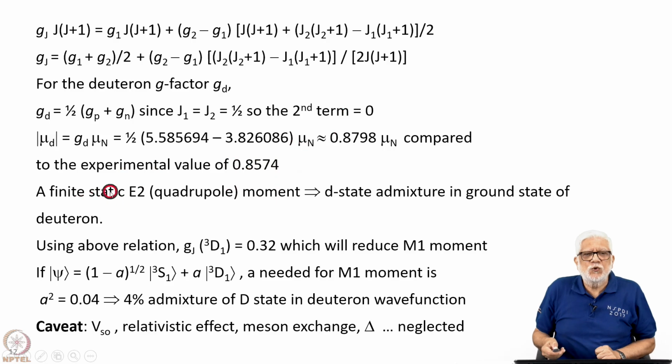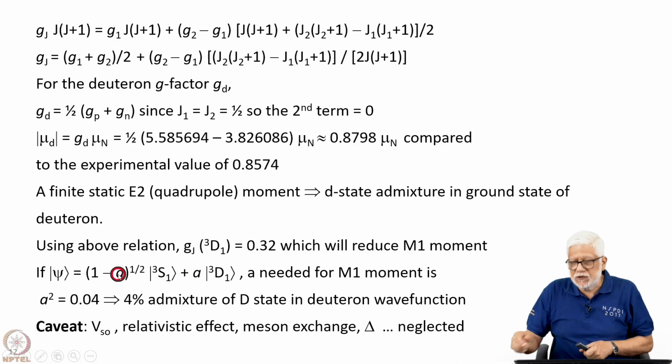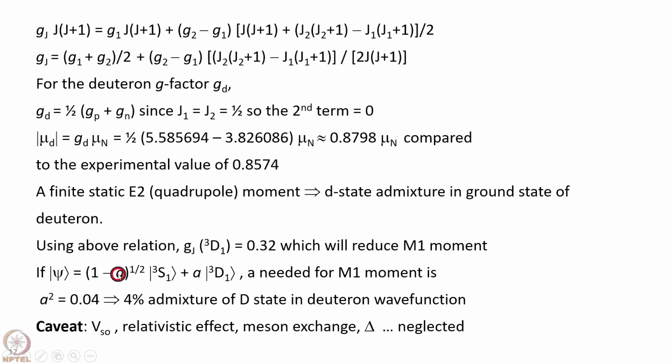Now, of course, you can have a small admixture of the E2, and then there is a D state admixture. And so if you want to take that into account as well, the Gj for the 3D1 state is about 0.32, and this will reduce the M1 moment. So 0.87 will become somewhat smaller, and you can actually compute how much admixture you need. So if psi is the square root of 1 minus a squared times the 3S1 plus a times the 3D1 state, actually I think this should be a squared.